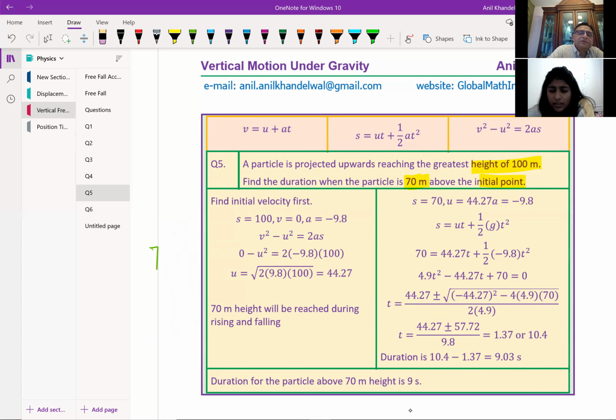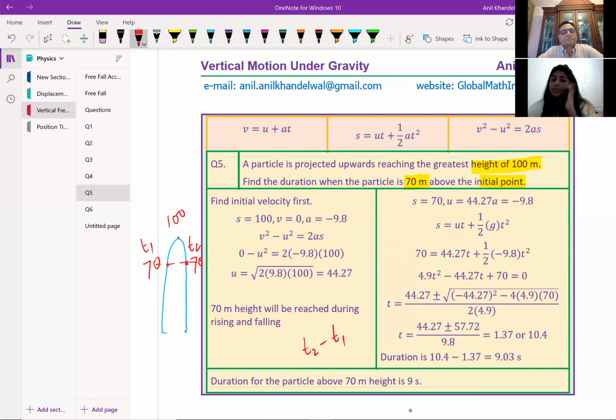Okay, so let me read it. It's kind of messy. Let's say a particle is thrown from here, it will go up and then come down, correct? We are given that the highest point is 100 meters. But we want to know when it was above 70 meters. It will cross this height of 70 meters to reach 100 meters, to find this time T1. While dropping down, it will again cross this height, at time T2. So the duration will be T2 minus T1, because that is the interval you need.